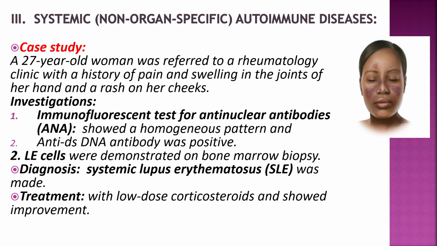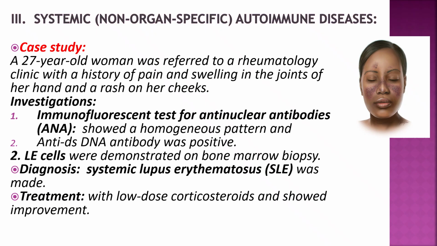The third type is systemic, that is, non-organ specific autoimmune disease. So one case study is there. A 27-year-old woman was referred to a rheumatology clinic with history of pain and swelling in the joints of the hand and rash on the cheeks.